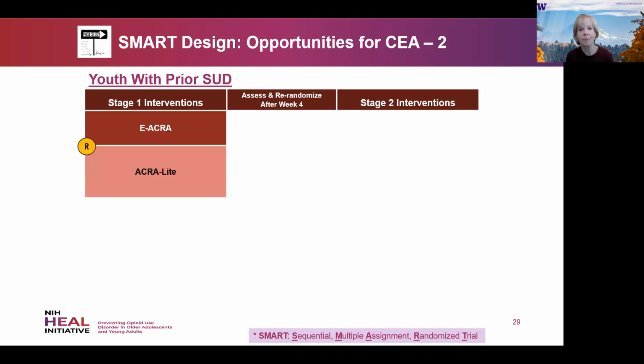Next, please. For young people with prior substance use disorder, at the beginning, they're randomized into EACRA or ACRA Light. And regardless of what happens next, this is the basis for a primary cost effectiveness analysis. Next, please.